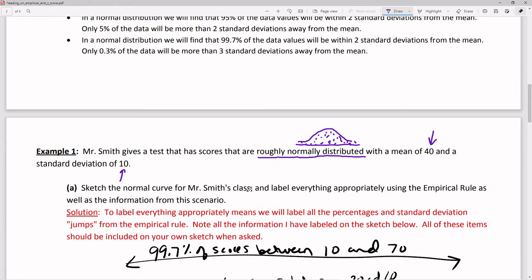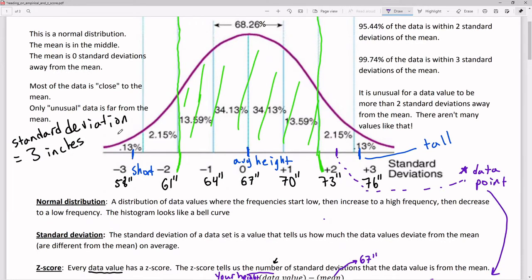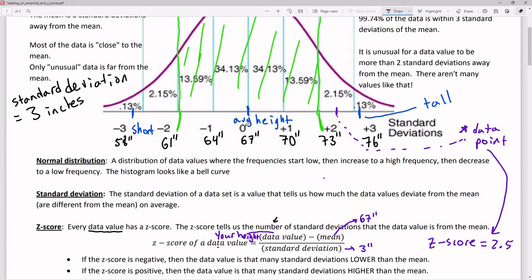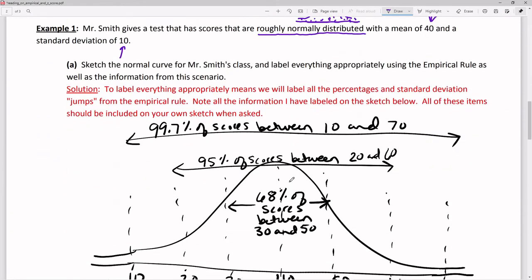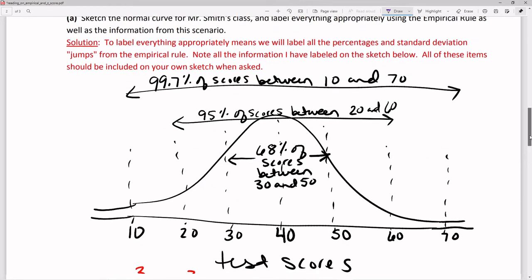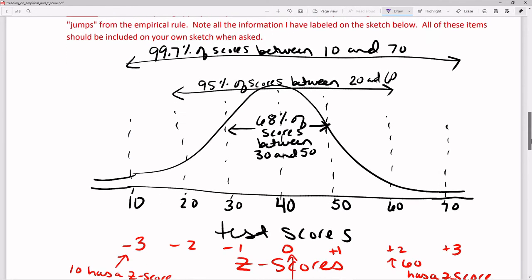So we do that. All you do is draw the curve. Draw a nice little line here, and then you have to figure out where's the middle, what number goes in the middle, 1 standard deviation left, 2, 3, 1 up, 2, 3. Let me show you what that looks like for this example. So we've got our test scores. Let me go down here.